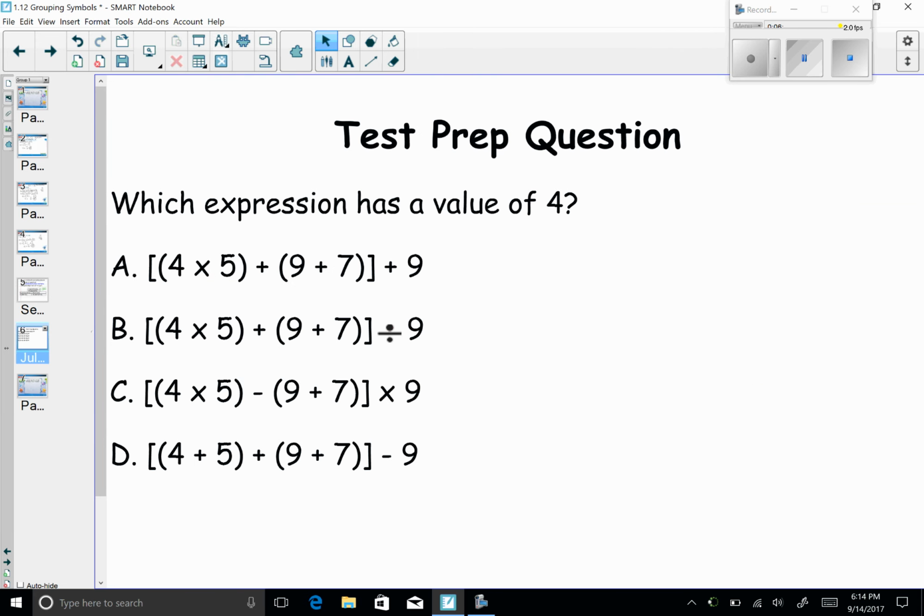You're going to copy down your test prep question, which expression has a value of 4. Remember, the word value means you have to solve. So what answer choice, A, B, C, or D, will give me the answer of 4 when I use the order of operations? Once you have shown your work and selected your answer, you may continue to hit play.